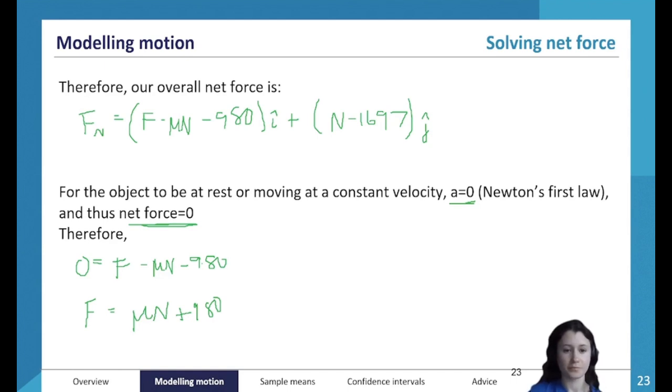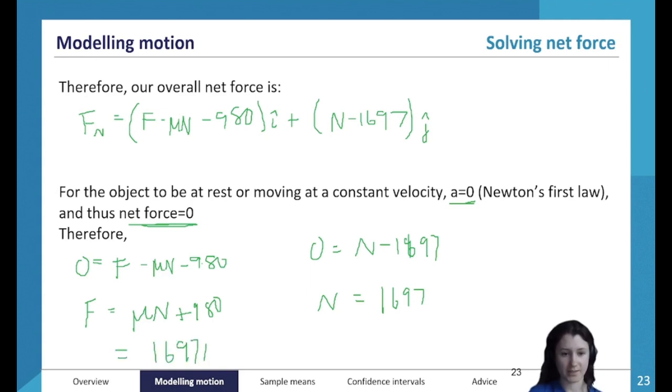So, as you can see, I just rearranged to isolate f there. Now I'm going to let 0 equal that 1697, that j component. As you can see that n is equal to 1697. So this means that f, putting this in, is going to be 1697 mu plus 980. And this is the answer that we were asked to find. We were asked to find f in terms of mu.